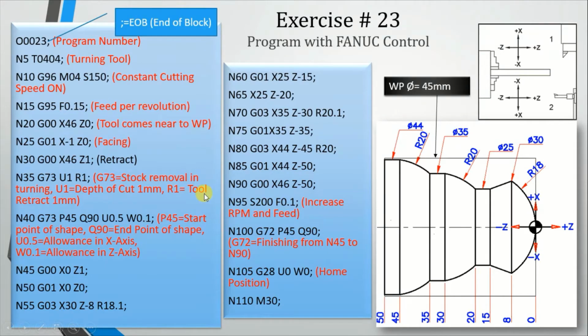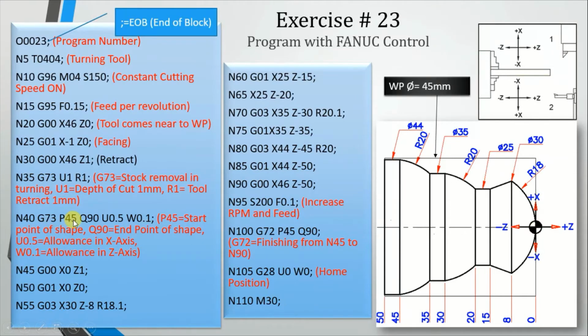Now after writing these two commands, we will take our tool here and then bring the tool here, then here, and in the last we will take the tool up here. So if you see P45 G00 X0 Z1, the tool will come here. So P45 is the first step of our program. Let's say this is the starting point of our program.